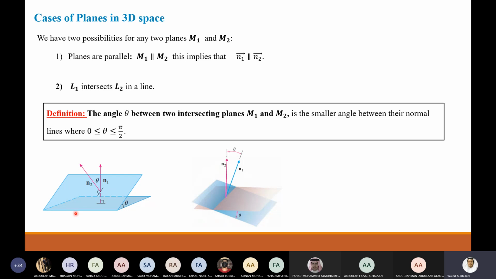Is it the same direction as the line? Yes, it is the same direction as the line. That's the vector I'm looking for. So what I will do is take the cross product of N1 and N2. The result of this cross product will be a vector perpendicular to N1 and N2, and that vector is in the direction of the line of intersection.